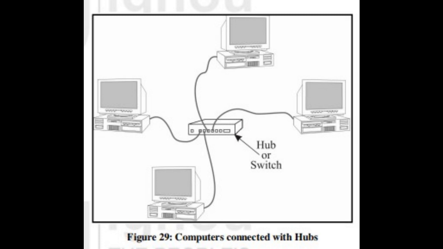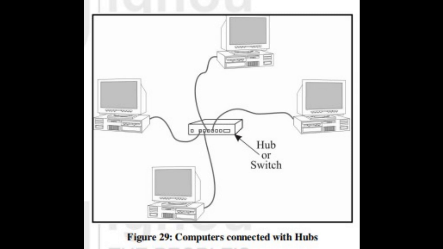Figure 29, computers connected with hubs. A number of computers are connected to each other using a hub or a switch device as shown in figure 29. Now the computers require uniform addressing, a network interface card and TCP/IP software. They can connect to the switch or hub using any physical medium. At a time, only 2 computers can communicate. The packets from a computer are first transferred to the switch, which sends it to the destined computer.